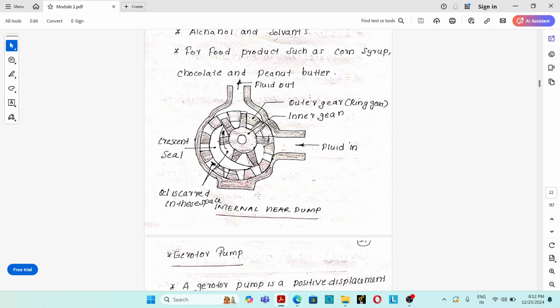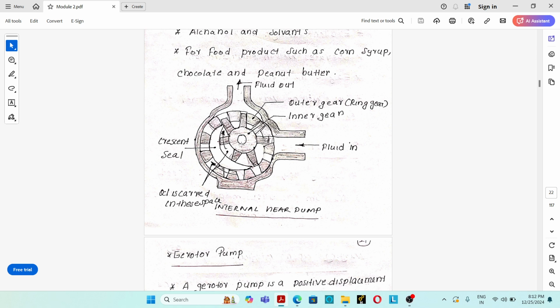An internal gear pump consists of one inner gear which is inside a second outer gear. That's the first point. This is the inner gear, which is inside the second outer gear. So this is the outer gear. You can see that this is the outer gear and this is the inner gear.